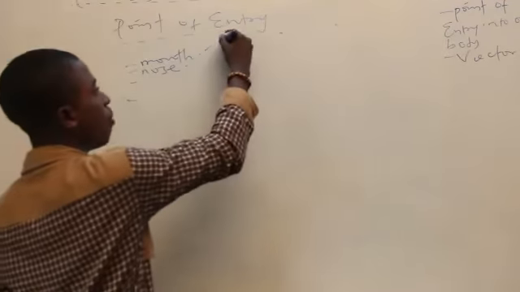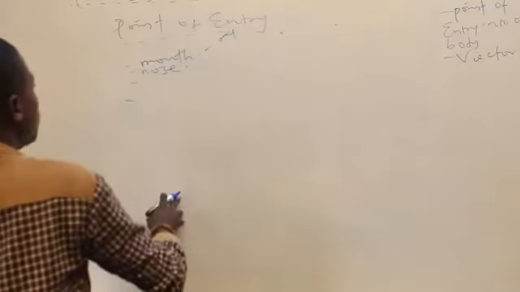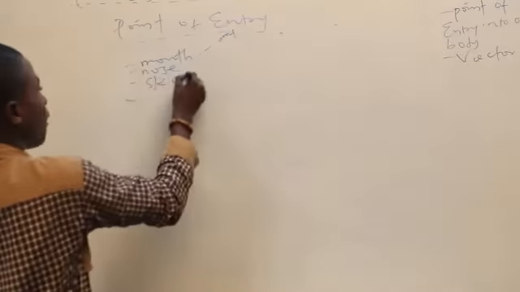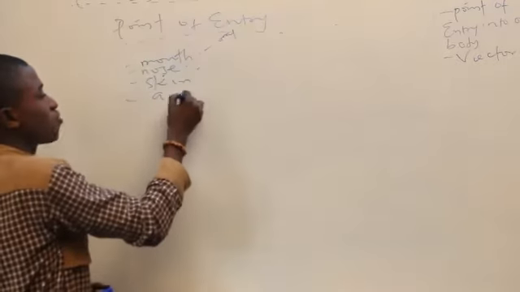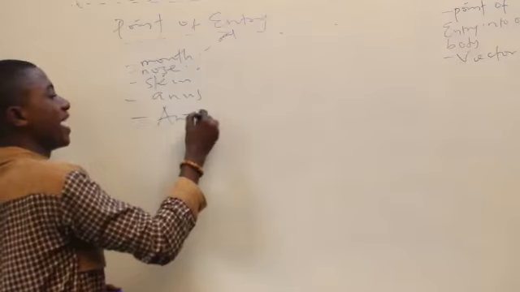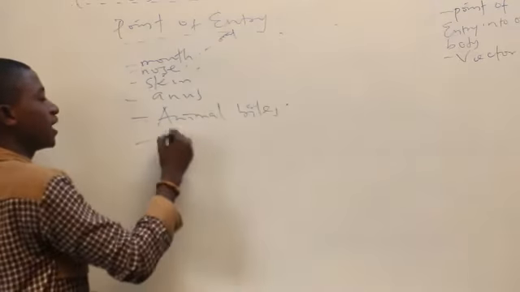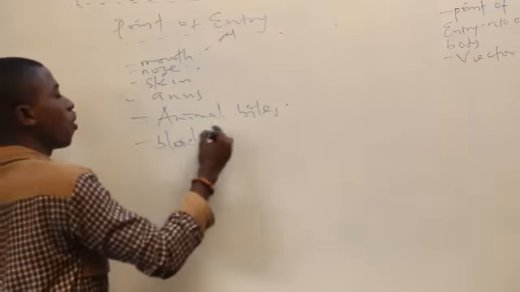The mouth is what we call oral. It could enter through our nose. It could enter through our skin. It could enter as well through our anus. It could enter through animal bites. It could enter through blood contact.